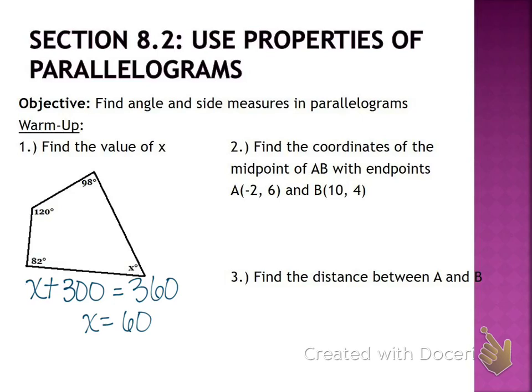So to find the midpoint, we add the x's together, negative 2 plus 10, divide by 2. And then add the y's together, 6 plus 4, divide by 2. Negative 2 plus 10 would be what? 8 divided by 2 is 4, comma, 6 plus 4, divide by 2. So that would be our midpoint, 4, comma, 5.